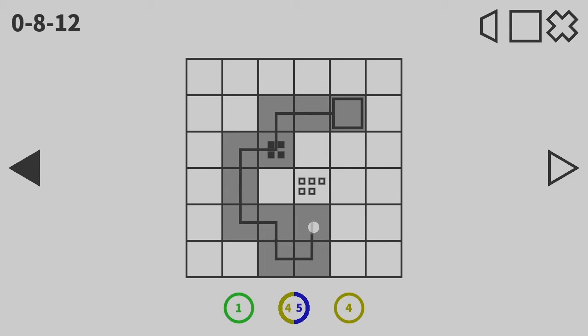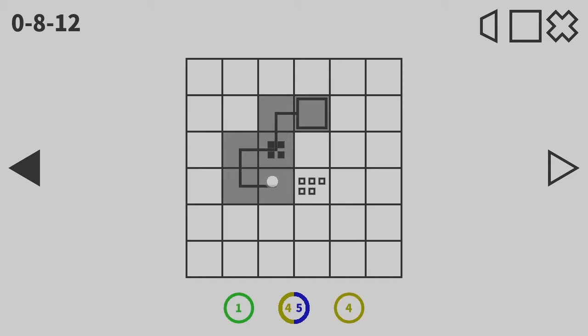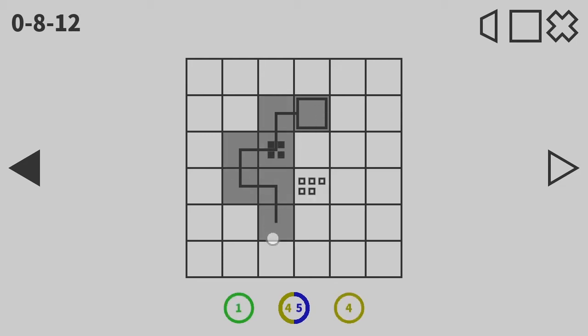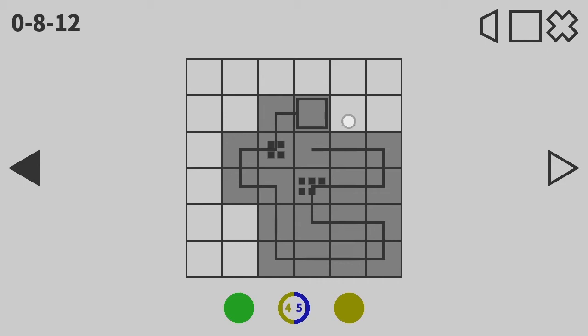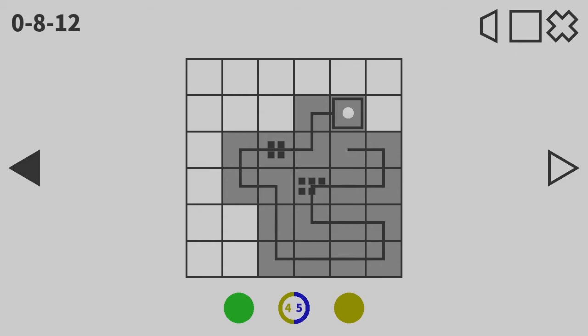Wait, what do they? 1, 2, 3, 4, 5, 6, 7, 8. Oh, that's 10, 13. This is one too many. 1, 2, 3, 4, 5, 6, 7, 8, 9, 10, 11, 12, 13, 14, 15, 16, 17, 18. Put those on. 1, 2. Is this right? 10, 12. Yeah, it's just not right.